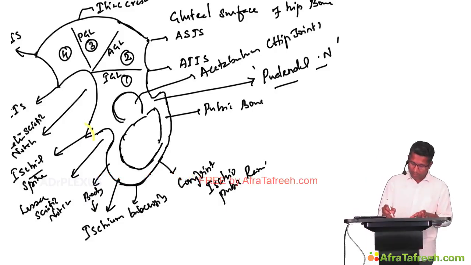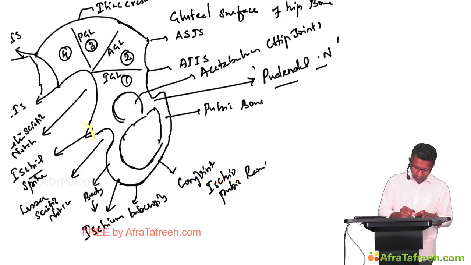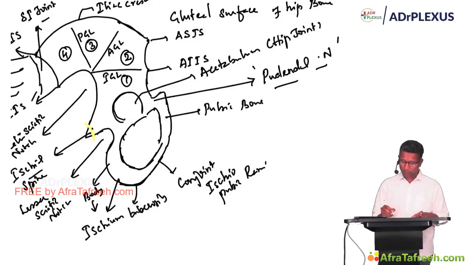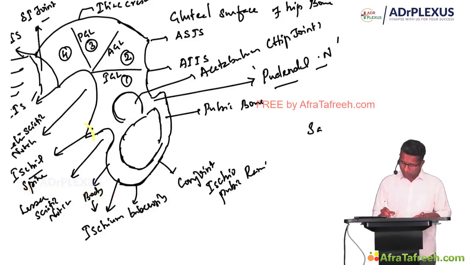Okay, the ilium articulates with the bone on the posterior side. This bone which articulates with the ilium is called the sacrum bone, and the joint which is formed here is called the SI joint, or the sacroiliac joint.